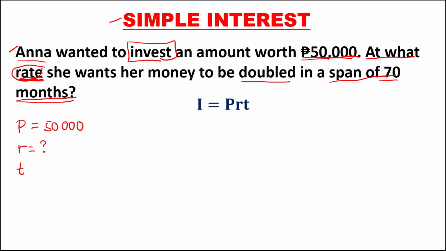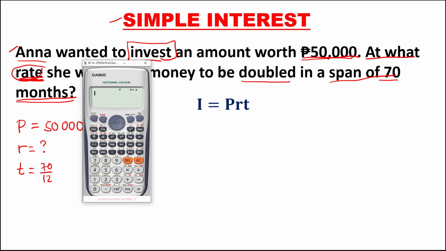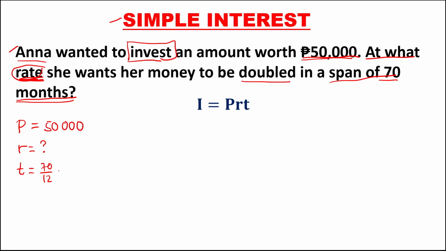So we need to convert these months to years. Therefore, 70 divided by 12, because there are 12 months in a year. So we have 70 divided by 12, which is equal to 5.83. So the time is equal to 5.83.